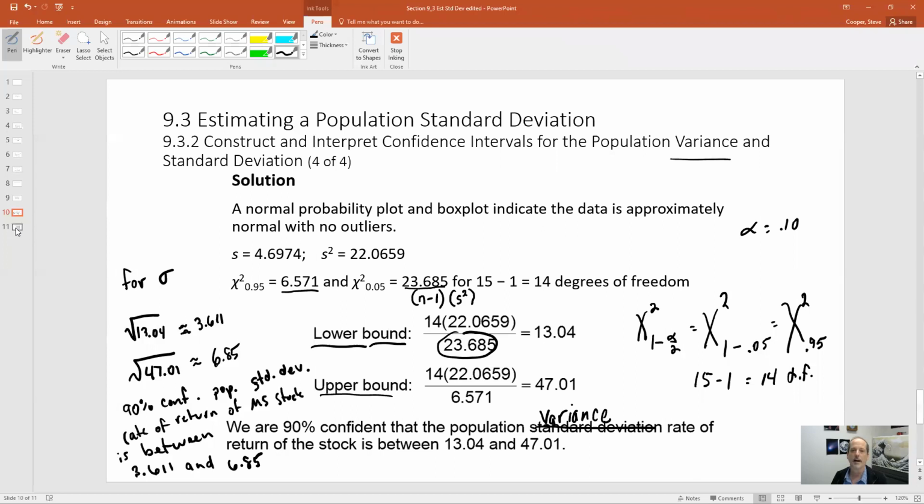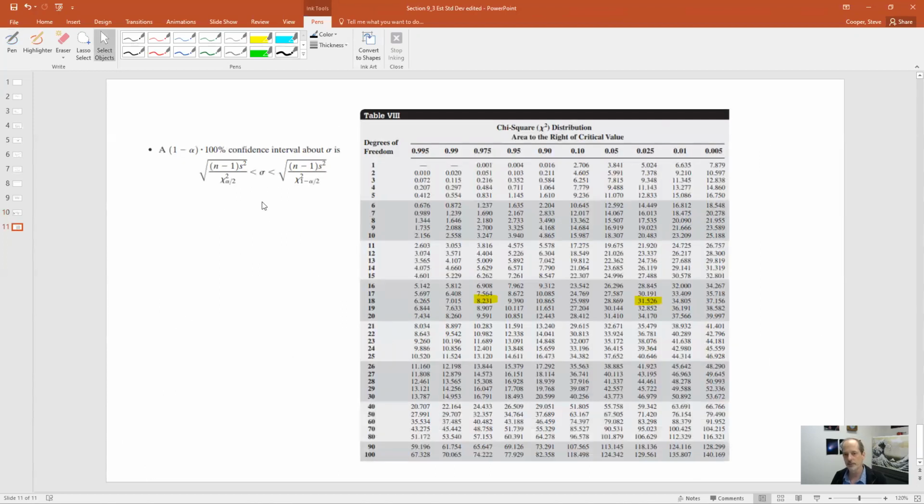Okay, so here's everything you need in the singular slide. So based on the question that you might be presented with, you just need to extrapolate your degrees of freedom, and based on the alpha that's understood, you figure out which chi-square you're after.